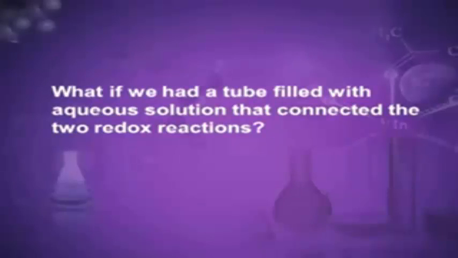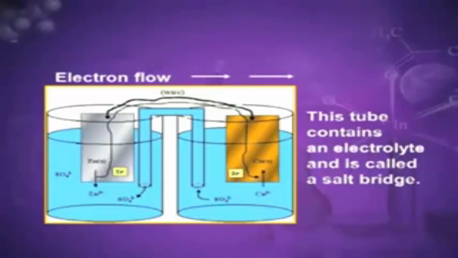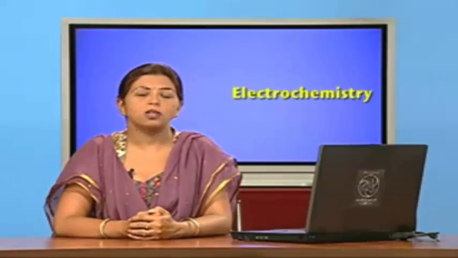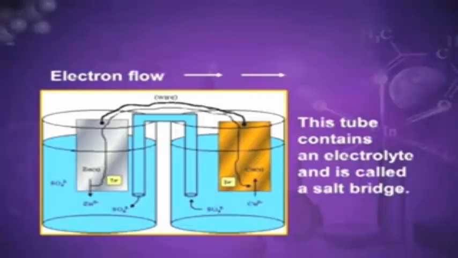Let me tell you what will happen if we connect the two solutions through an inverted U-tube that is known as salt bridge. Let's see. What if we had a tube filled with aqueous solution that connected the two redox reactions? In the picture, now you can see that there is an inverted U-tube. The one end of the U-tube is inserted in the zinc half cell and the other end is dipped in the copper half cell. This is a salt bridge. This tube contains an electrolyte and is called a salt bridge.